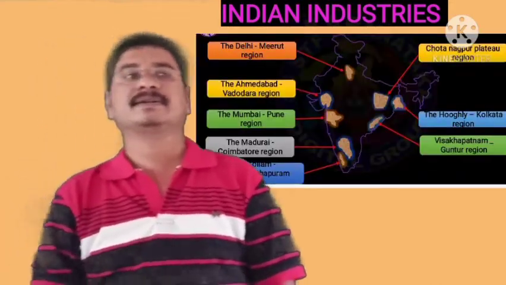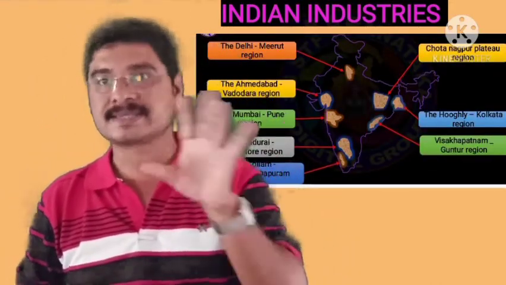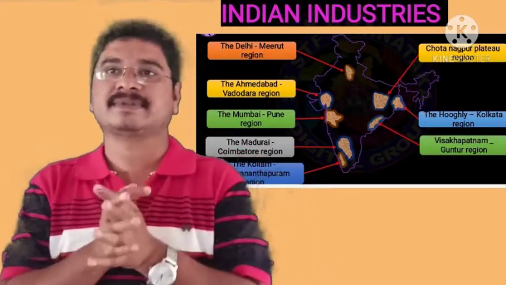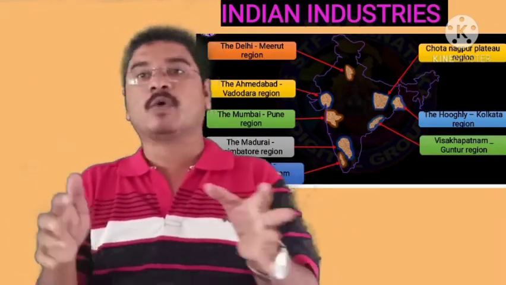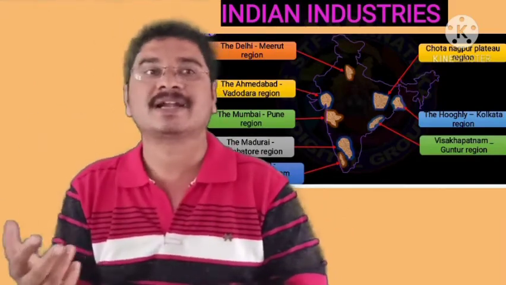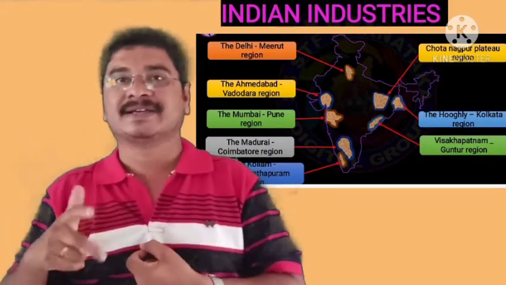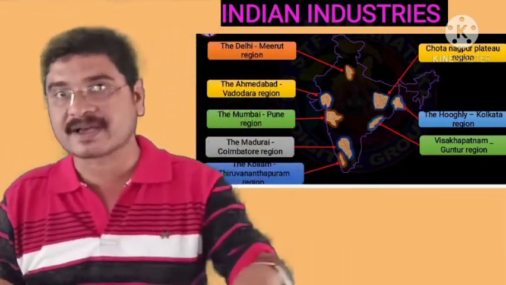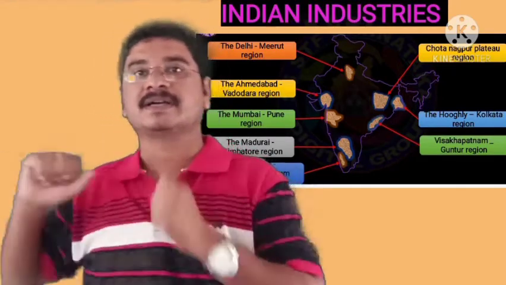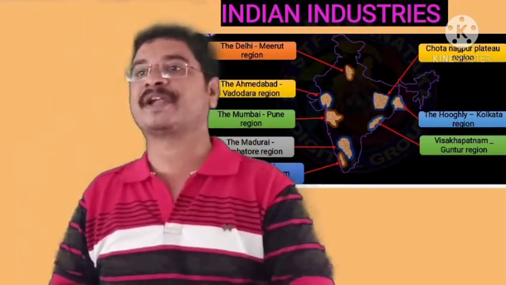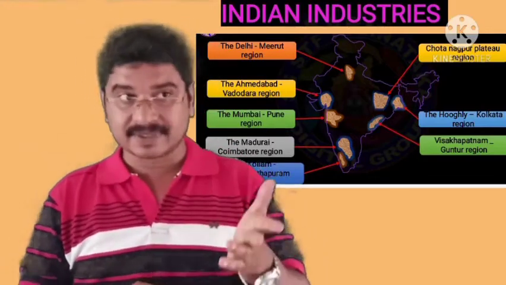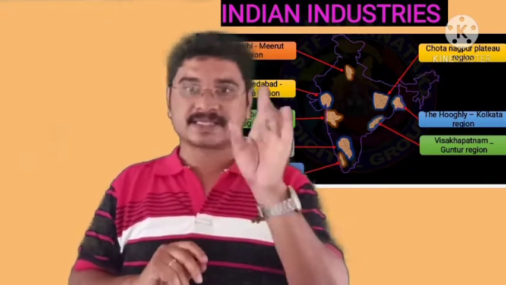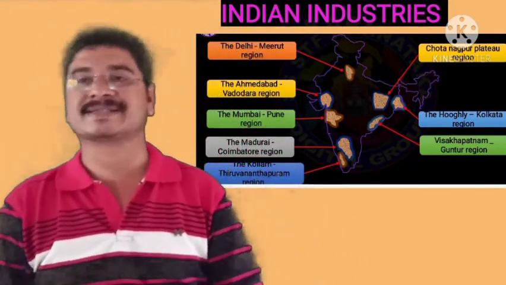There are major industrial regions in our country: Delhi, Meerut region; Ahmedabad, Vadodara region; Mumbai and Pune region; Hooghly, Kolkata region in the east side of India; Vishakhapatnam, also in the east part of India; Chota Nagpur Plateau region; Kollam, Thiruvananthapuram; Madurai, Coimbatore region. These are the important major industrial regions.